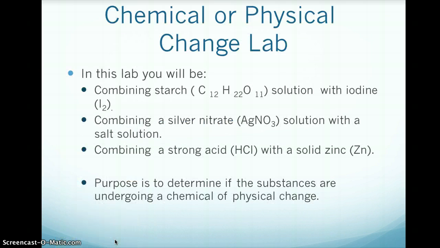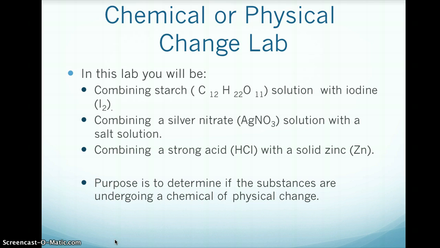Okay, so what I want to do with you now is set you up to do the chemical or physical change lab. You'll notice in the lab along the bench under the periodic table, you'll see some dropper bottles. And you'll see the paper that gives you the procedure for each station that you're doing. So you'll notice the first combination that you're going to do on your paper is combining a starch solution with iodine.